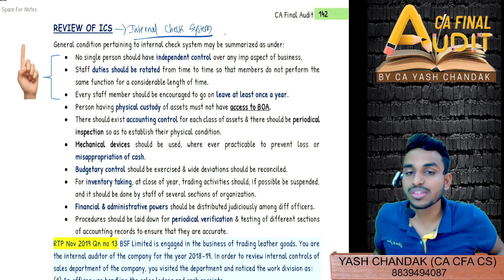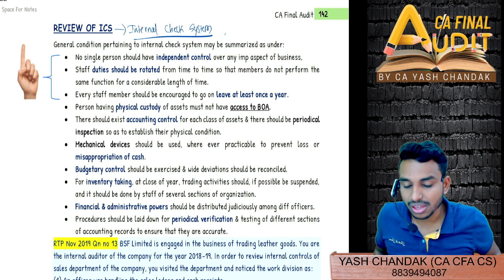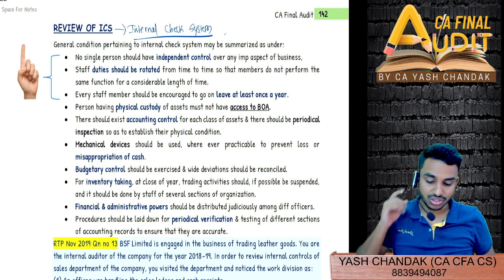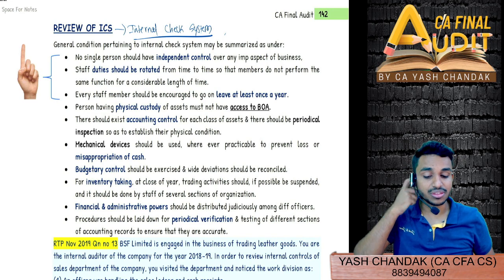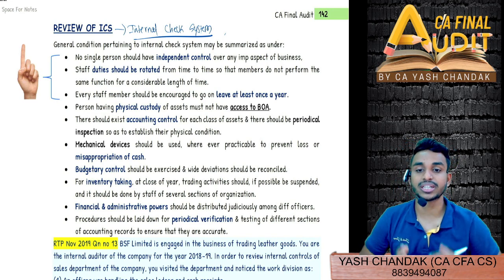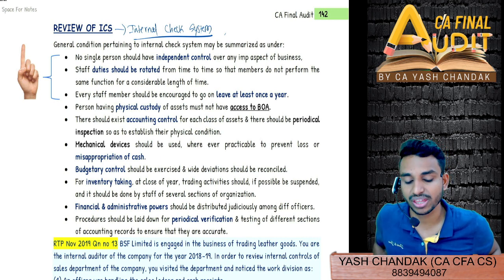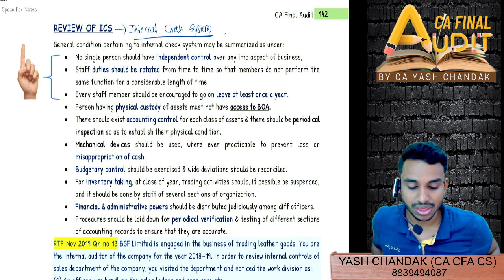So they will ask you simply in the question. Many a times it has been asked. This is an important question. Please pay attention, everyone. The question that they'll ask is: general conditions pertaining to internal check system may be summarized. That means all these conditions should be there in your internal check.